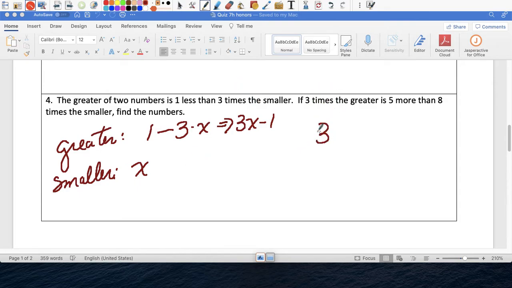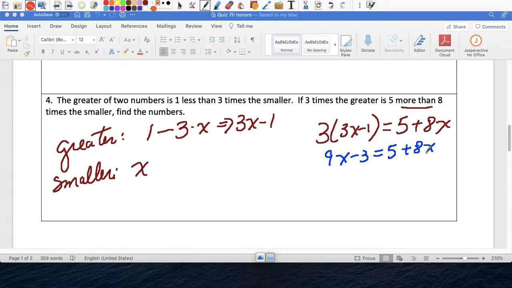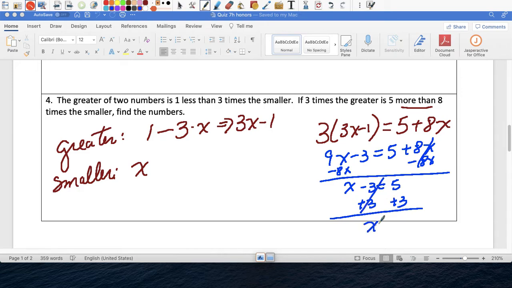Now that I've identified both of my numbers, I can set up my equation. That says 3 times the greater, which is 3x minus 1, equals 5 more than 8 times the smaller. So we get 9x minus 3 equals 5 plus 8x. Minus 8x on this side, minus 8x on this side. 9x minus 8x is x, minus 3 equals 5, because these two become 0. Plus 3 on both sides. x equals 8.